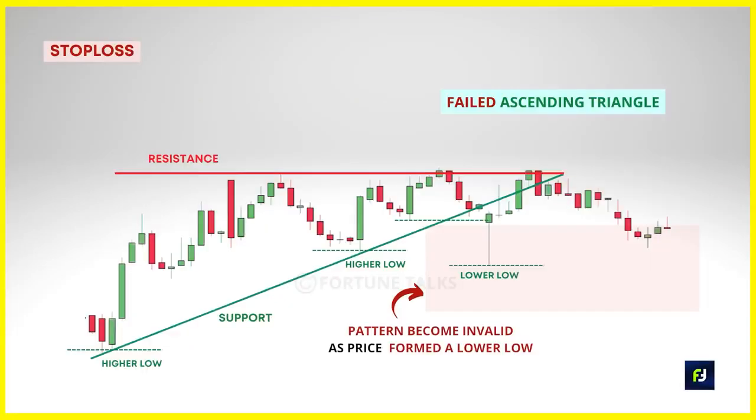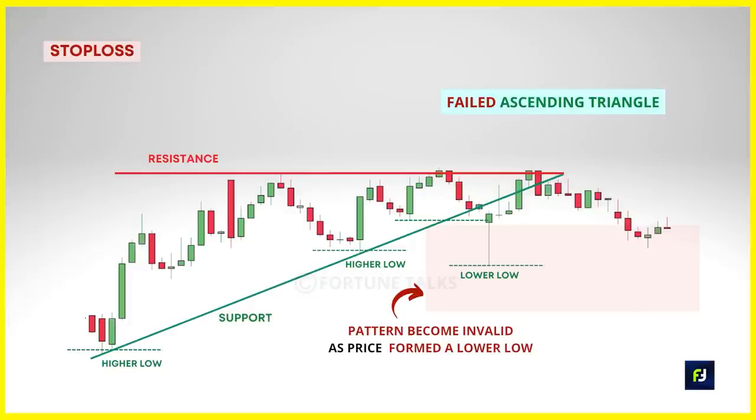Think about it. What is the ideal place to set a stop loss so that if the market reaches it, you know the ascending triangle pattern is invalidated? Since the pattern forms higher swing lows, if the price moves below the recent swing low and forms a lower low, then we can be sure that our analysis has gone wrong.